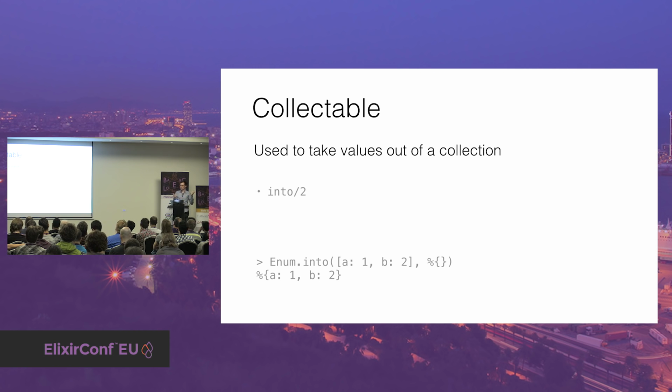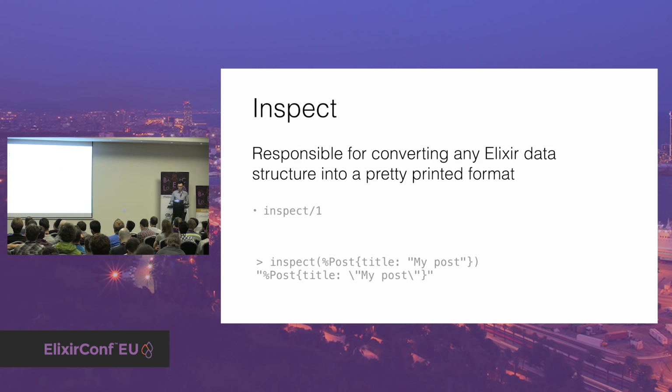The second one is called Collectable. This is a protocol used for taking values and putting them into a collection. To implement this protocol, you would just implement an into function for your data type. It's used by the Enum.into function, if you've ever used that. It lets you convert list-like structures from one to another. So in this case, we're converting a keyword list into a map. That's using the Collectable protocol. And you can have custom behavior if you wanted to do something special for your data types.